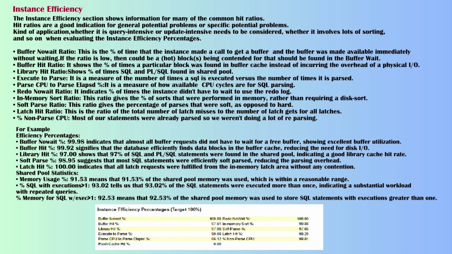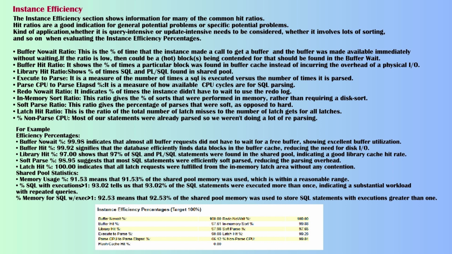Shared pool statistics. Memory usage percent, 91.53, means that 91.53% of the shared pool memory was used, which is within a reasonable range. Percent SQL with executions greater than 1, 93.02, tells us that 93.02% of the SQL statements were executed more than once, indicating a substantial workload with repeated queries.